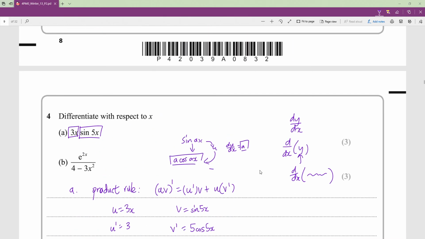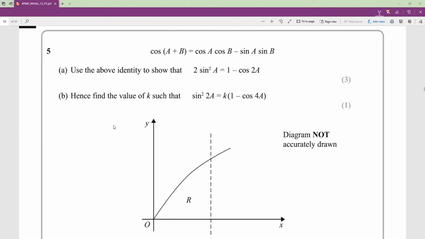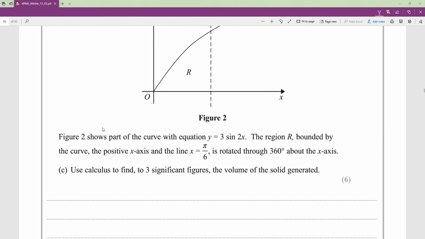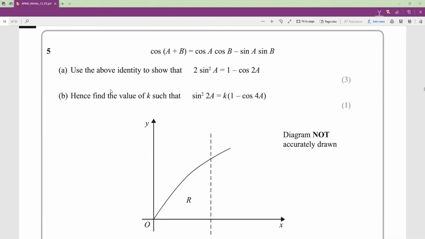Alright, so this question was reasonably straightforward. Now let's move on to question 5. This has a volume of revolutions part, so it must be reasonably computationally heavy.